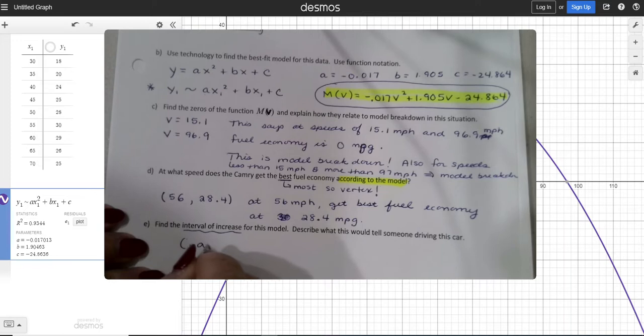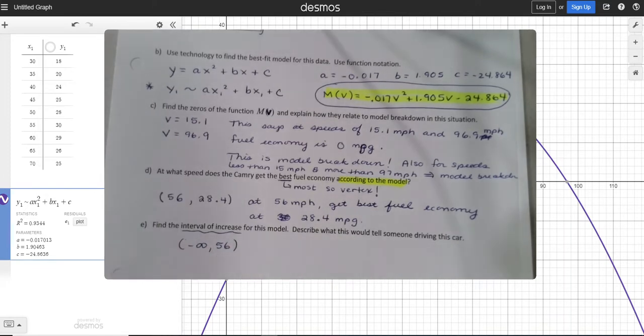So from negative infinity to 56 is our interval of increase. What does that mean for someone driving this car? Well, we're not going to worry too much about the negative speeds, but no matter how fast they're going, if they're going less than 56 miles an hour, they'll actually improve their fuel economy by going faster.